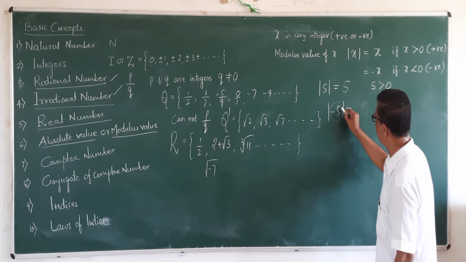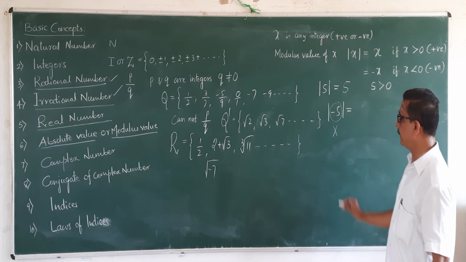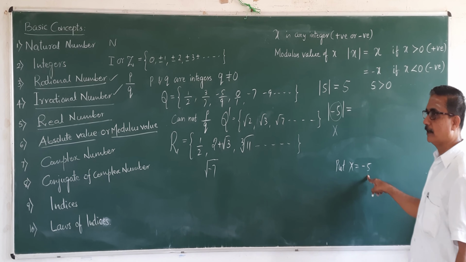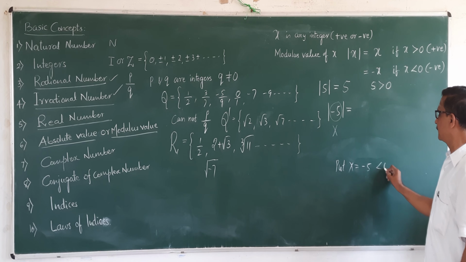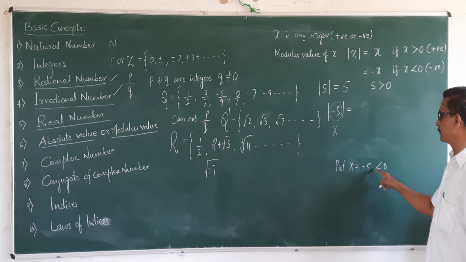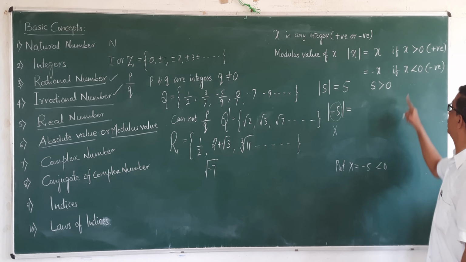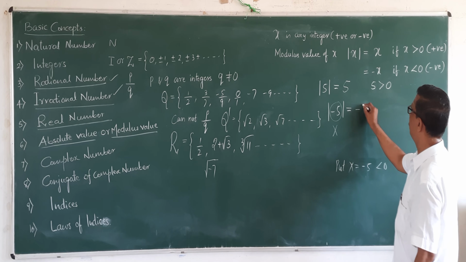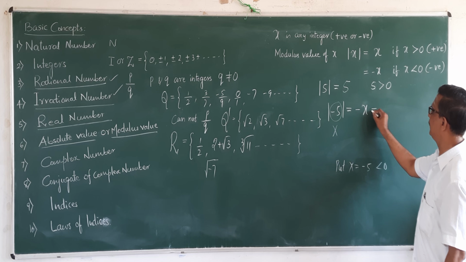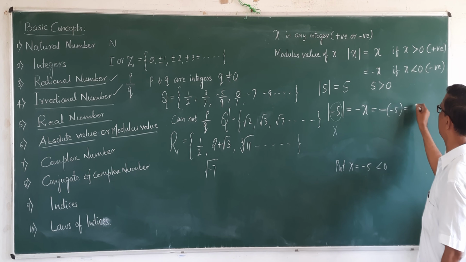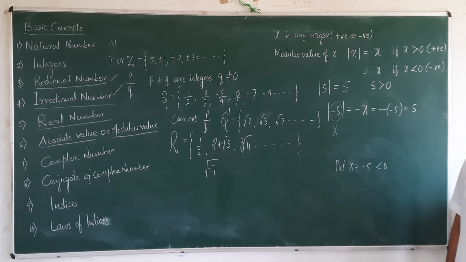Take this minus 5 as x. Put x is equal to minus 5. So minus 5 is less than 0, right? Minus 5 less than 0 means x is less than 0. So if x is less than 0, what is the answer? Minus x. What is the value of minus x? Minus of minus 5, minus into minus, plus 5.